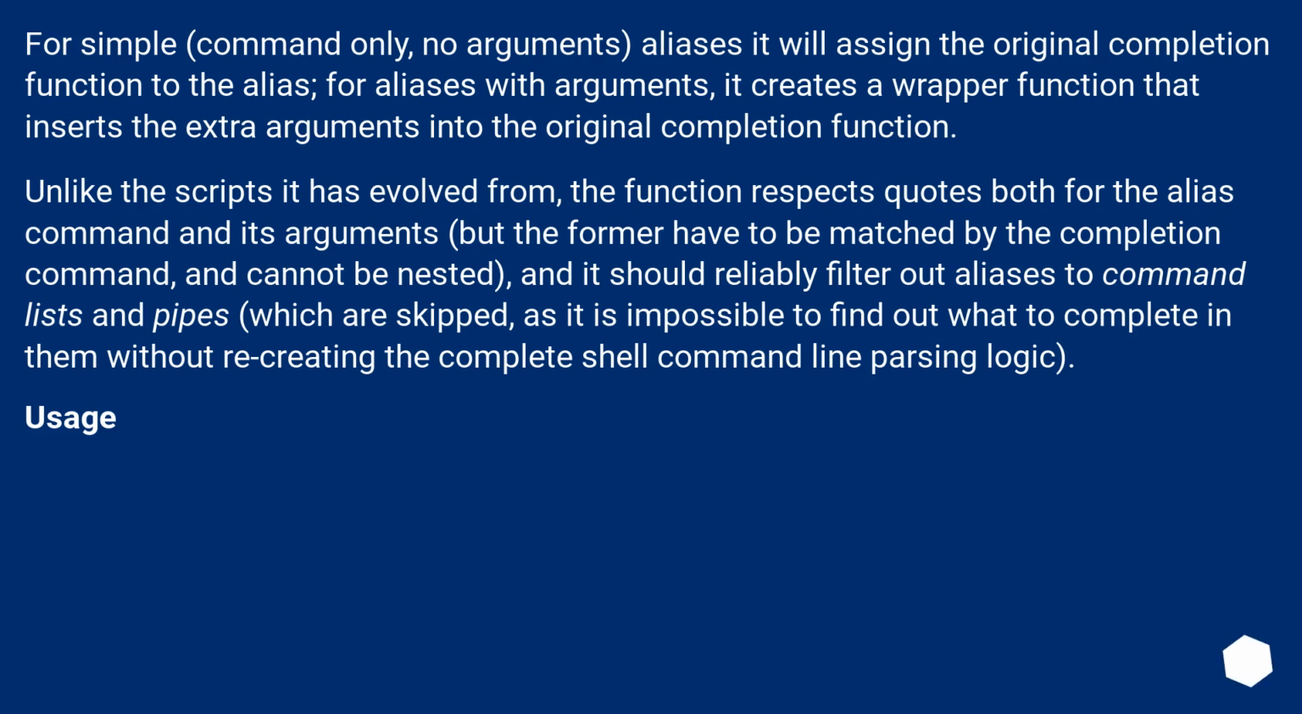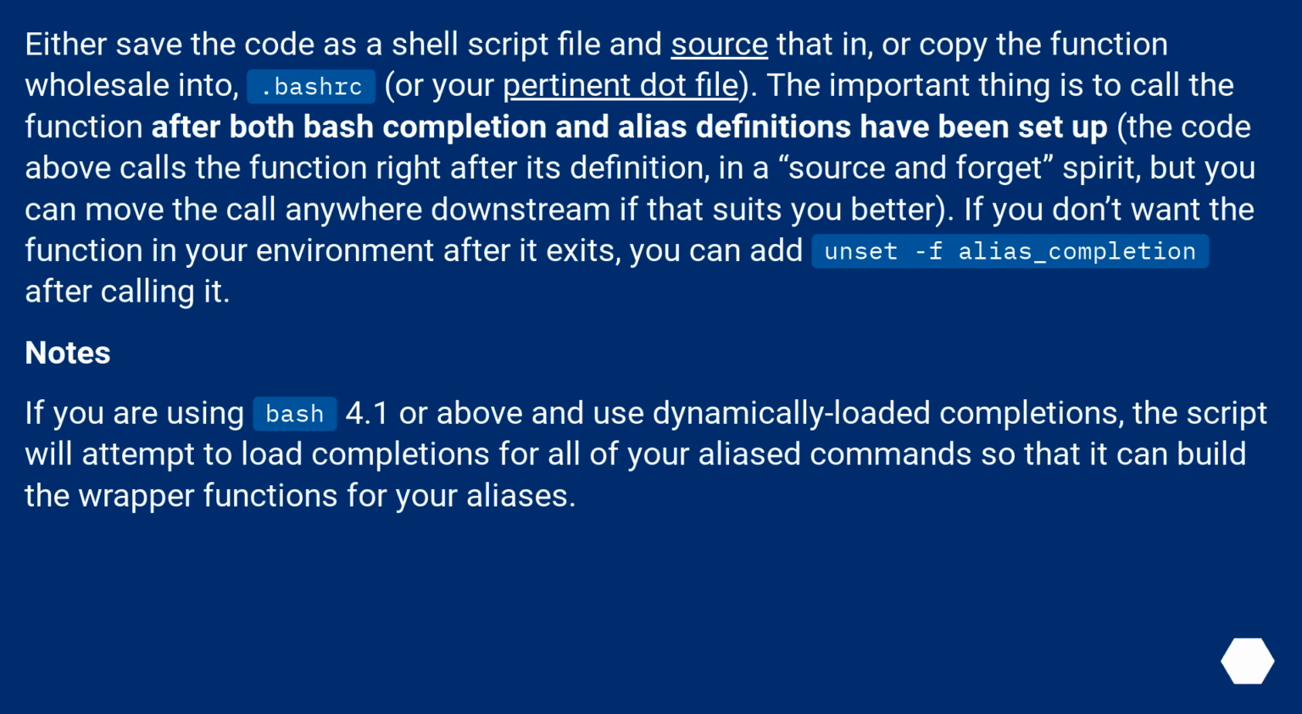Usage. Either save the code as a shell script file and source that in, or copy the function wholesale into .bashrc or your pertinent dotfile. The important thing is to call the function after both bash completion and alias definitions have been set up. The code above calls the function right after its definition, in a source-and-forget spirit, but you can move the call anywhere downstream if that suits you better.